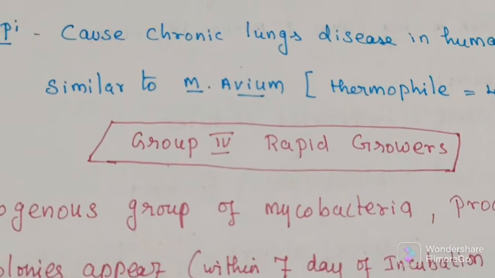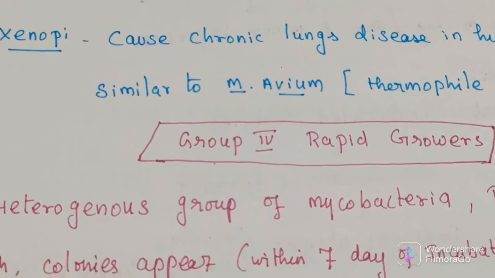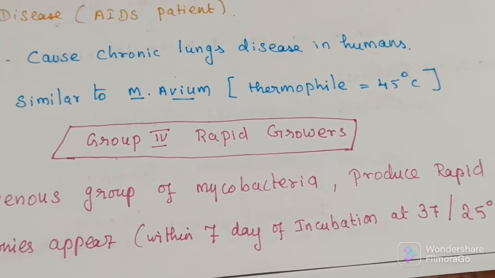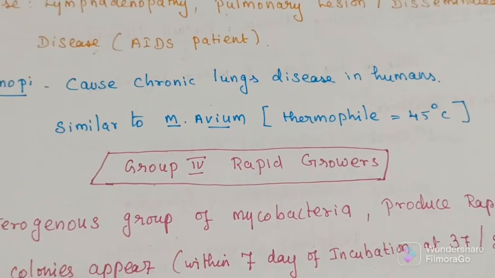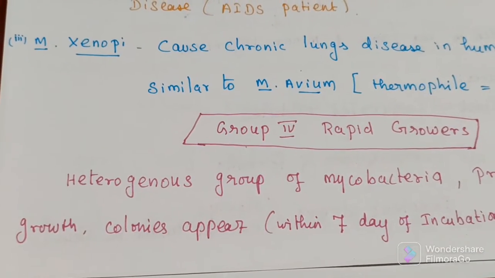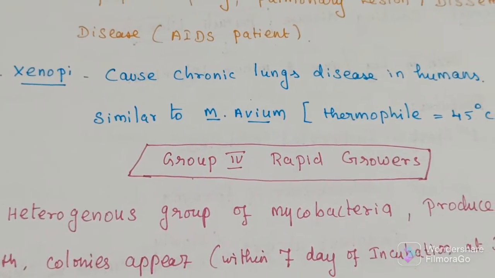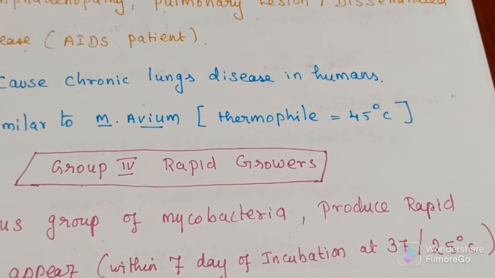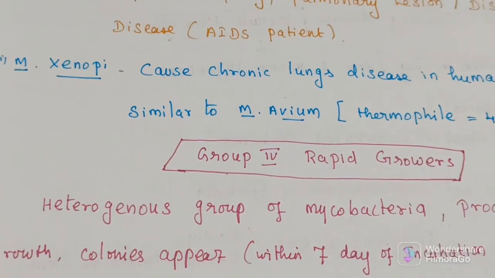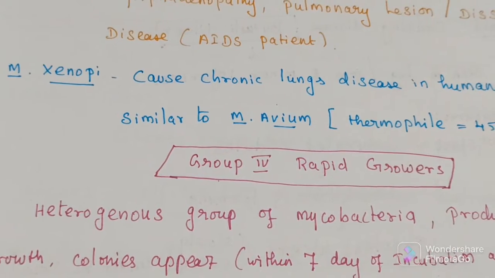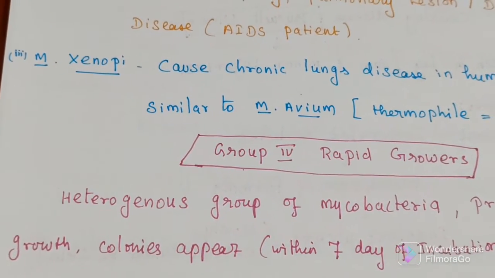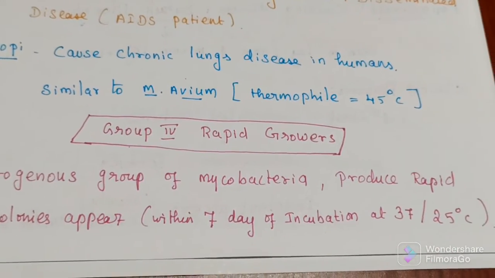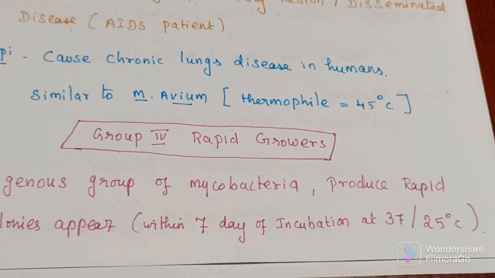Next category, group 4, the rapid growers. This is a heterogeneous group of mycobacteria. They produce rapid growth, that is, colonies appear within 7 days of incubation at 37 or 25 degrees Celsius. So group 4 rapid growers are a heterogeneous group of mycobacteria which produce rapid growth, with colonies appearing within 7 days of incubation at 37 or 25 degrees Celsius.